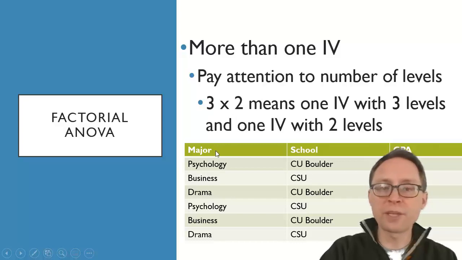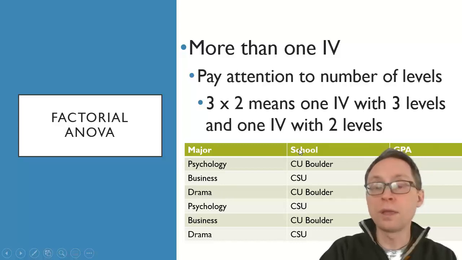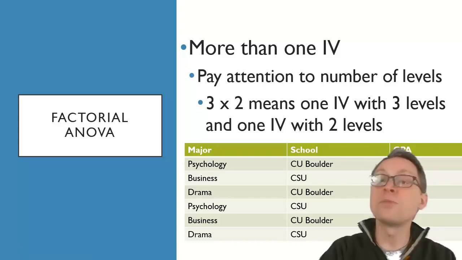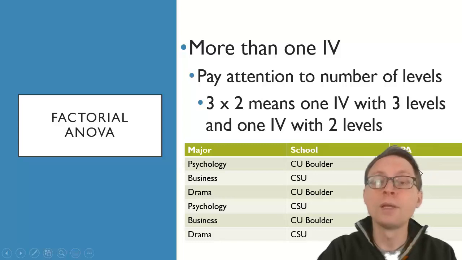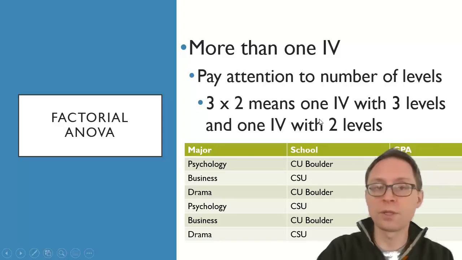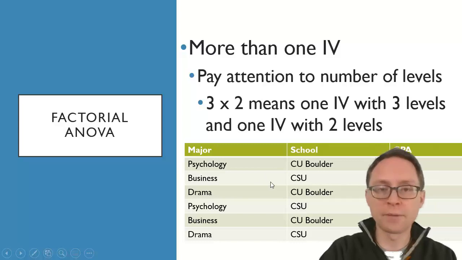The first factor is major, and it has psychology, business, and drama. That's 3 levels. The second factor is school, and it has 2 levels, CU Boulder and CSU. That means it's a 3x2. But what about GPA? GPA is the dependent variable, not a factor, so it doesn't get one of these numbers. This is a 3x2 design.